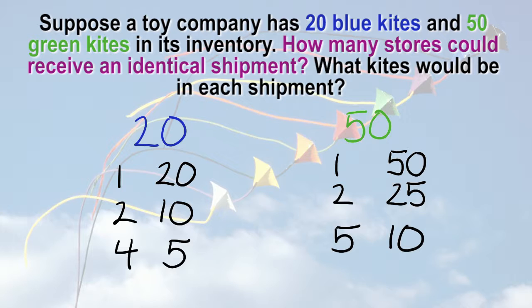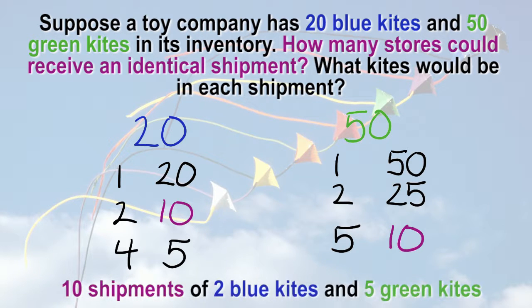Now that the factors are listed, look for any that the two numbers have in common. 20 and 50 share the factors of 1, 2, 5, and 10. 10 is the greatest of the shared factors, so 10 is the greatest common factor. The toy company will be able to create 10 identical shipments of 2 blue kites and 5 green kites.